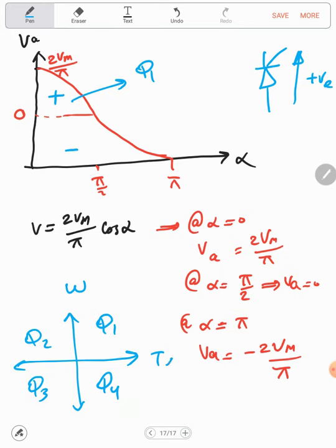Now we know that the torque is proportional to the current IA. So if the current is all the time positive, this means that we are working either in Q1 or Q4 according to the voltage sign. So simply this means that if the voltage is positive, I'm working in Q1. If the voltage is negative, I'm working in Q4.